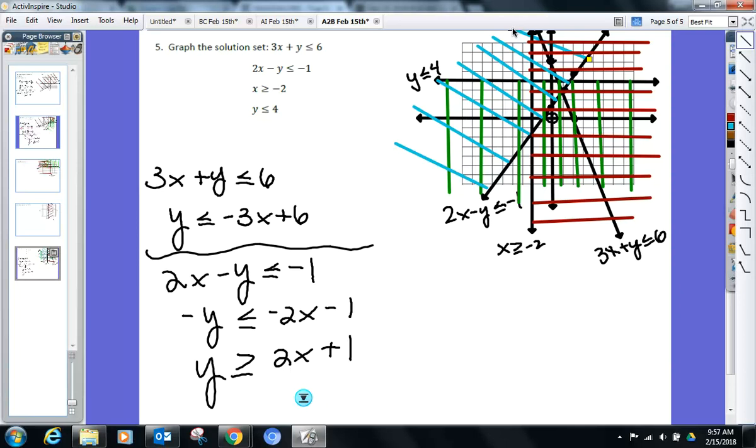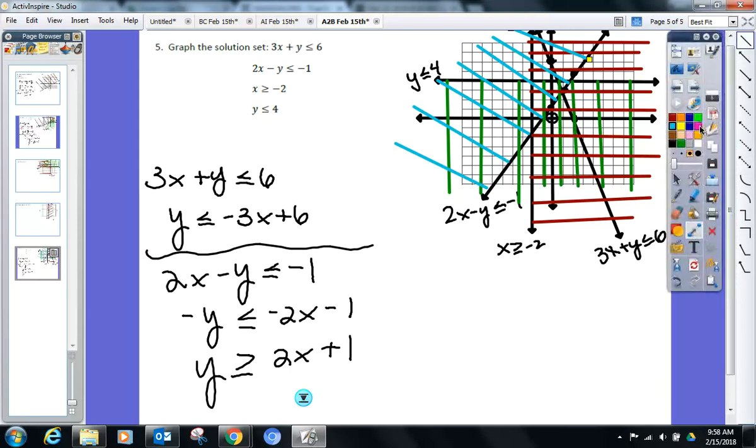One more, everybody. Plug in 0, 0. What do we get on the left again? 0. Is 0 less than or equal to 6? Yes. So where should I go? Below or above this line? Below.